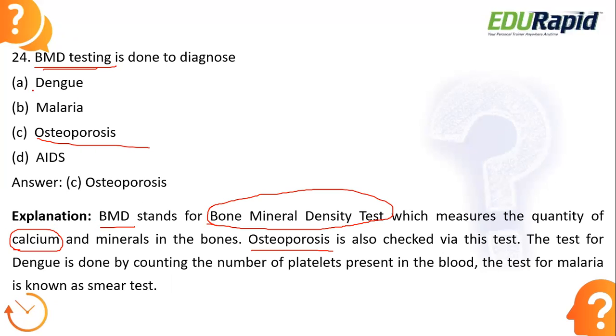Looking at the rest of the options here, dengue is tested by counting the number of platelets in an individual's blood. Malaria is tested using a smear test, which is one of the procedures that can be carried out to test for malaria. And AIDS is tested by a process called the ELISA test, which is then followed by Western blotting. Next question.